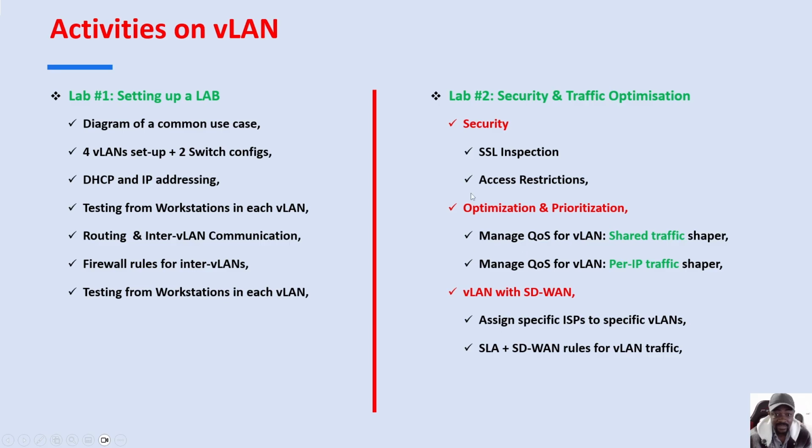This lab 2 is segmented into 3 sections, as you can see. The first part is about security, where we talk about SSL inspection and access restriction related to VLANs. The second part is optimization and traffic prioritization, where we talk about quality of service and bandwidth sharing between VLANs. The third section is about VLANs and SD-WAN. For example, if you have two ISPs connected to your FortiGate device, you will see how to redirect traffic for specific VLANs to a specific ISP. We'll see how to implement that in this third section.